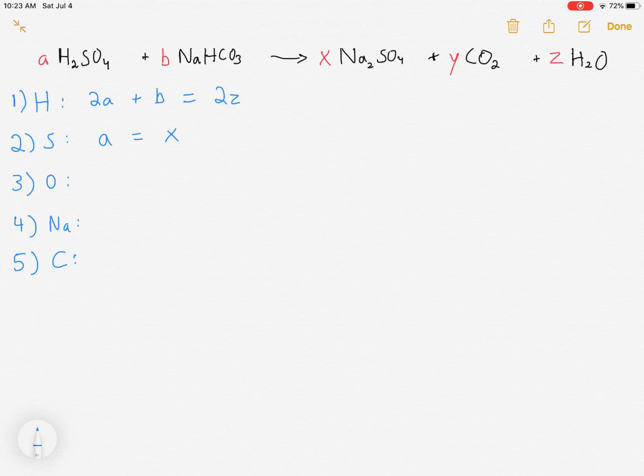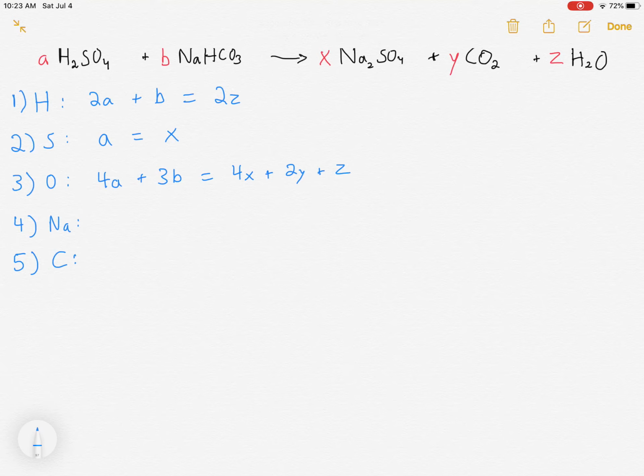Now we'll move on to oxygen. So in sulfuric acid, there are 4 oxygens, so 4A. There are 3 oxygens in sodium bicarbonate, so 3B. 4 oxygens in sodium sulfate, so 4X. 2 oxygens in carbon dioxide, so 2Y. And 1 oxygen in water, so Z. And that's our equation for oxygen.